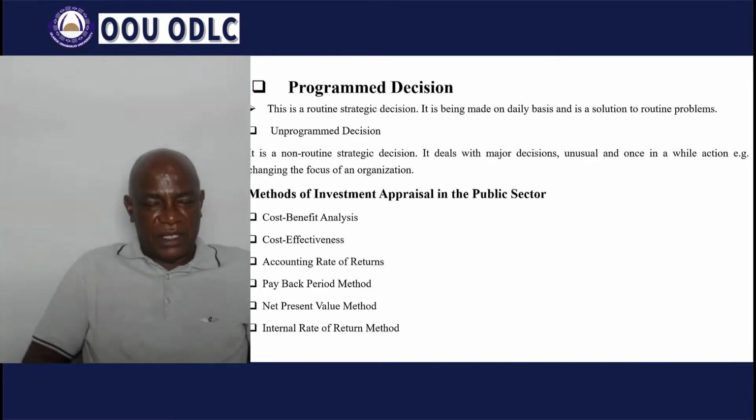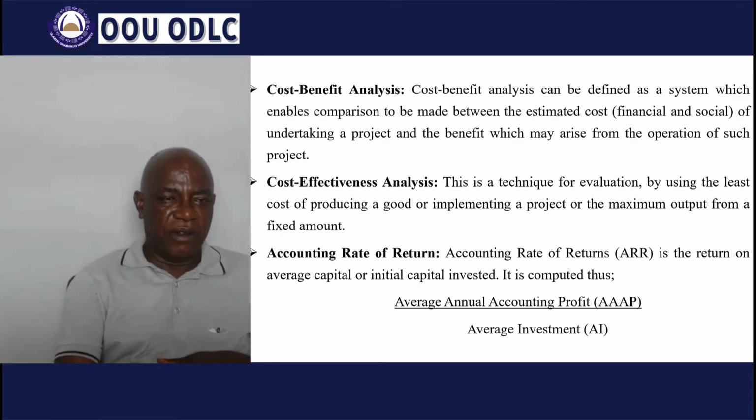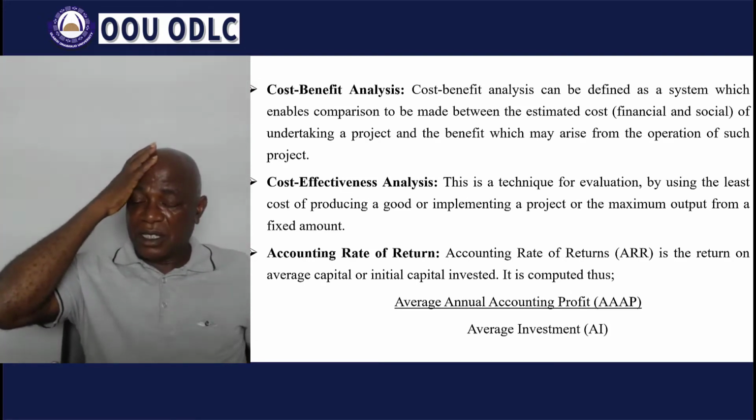1. Cost benefit analysis. 2. Cost effectiveness. 3. Accounting rate of returns. 4. Payback period. 5. Net present value method. And 6. Internal rate of return. We'll now take them one after the other and see what is involved.